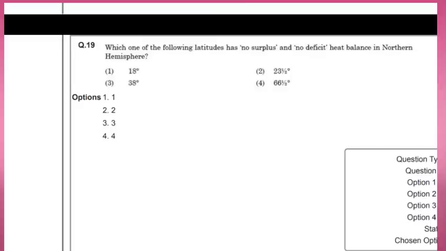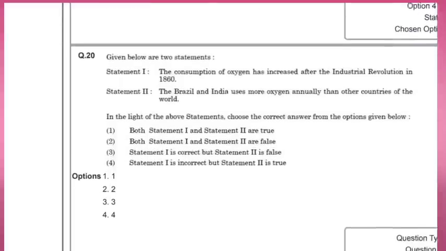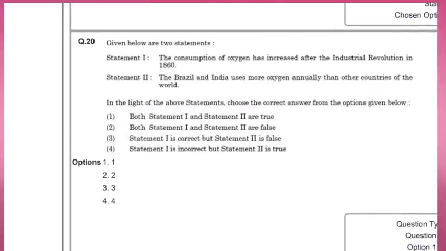And next question, given the two statements. Statement 1: the consumption of oxygen has increased after the industrial revolution in 1860. Statement 2: Brazil and India use more oxygen annually than other countries of the world. The correct answer is option 3. Statement 1 is correct, but statement 2 is false.